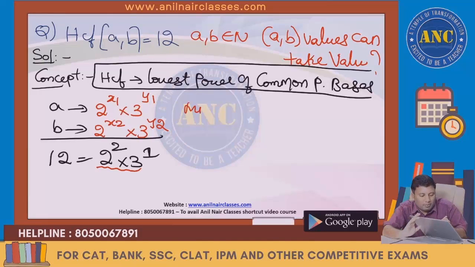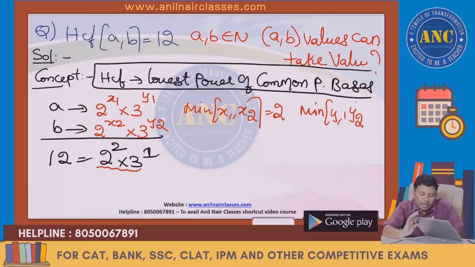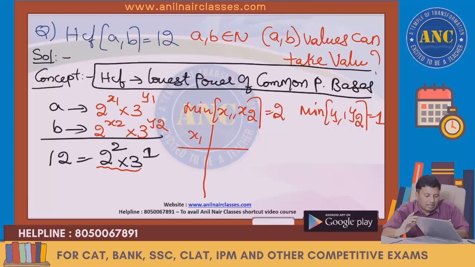Lowest power, minimum of x1 and x2, it is nothing but 2. Minimum of y1 and y2 is nothing but 1. Most of the students will solve like this. Minimum. What is the minimum? Minimum of x1 and x2 should be 2.